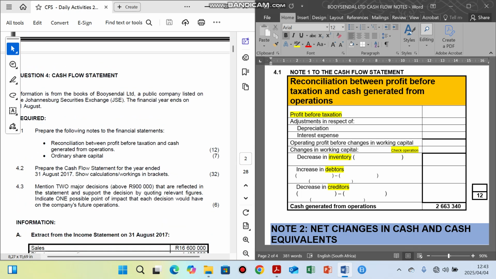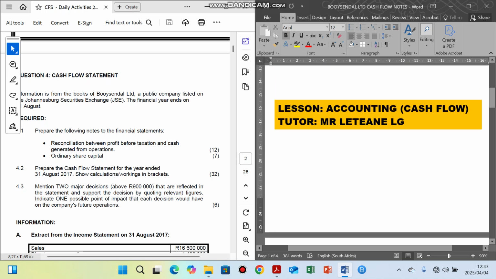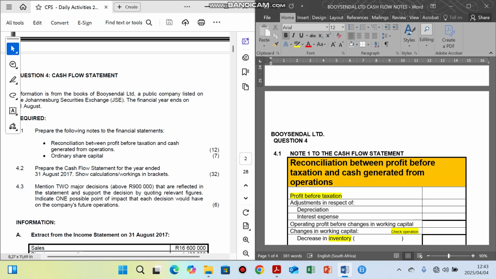Today we'll be focusing on the cash flow statement, but for the purpose of this lesson, we're only going to be focusing on the notes to the cash flow statement. So we've taken one of the activities from previous question papers. Here we are required to prepare the following notes, which is the reconciliation between profit before taxation and cash generated from operations, 12 marks.